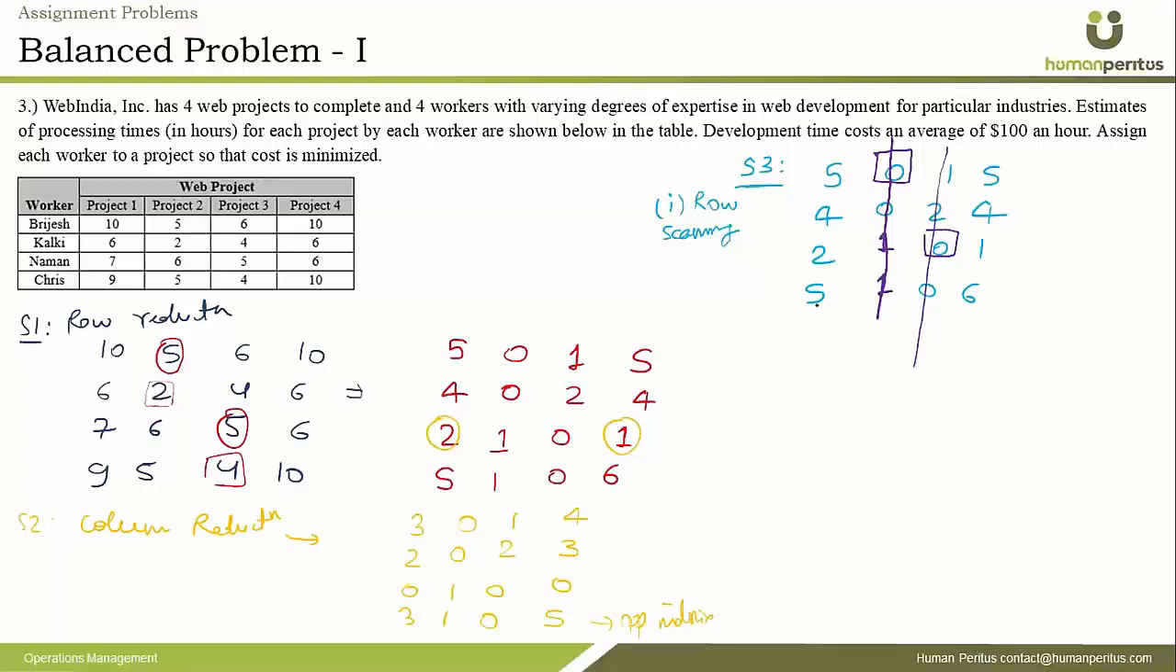Then I will move to row 4. These two have already been crossed, so there are only 2 numbers and there is no 0. So my row scanning is complete. What is the second? Second is column scanning.